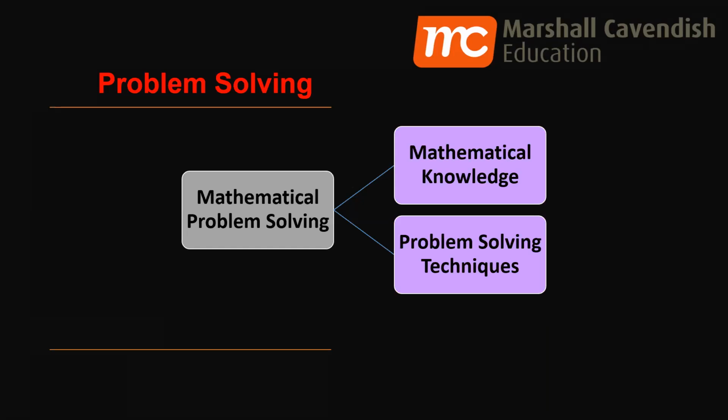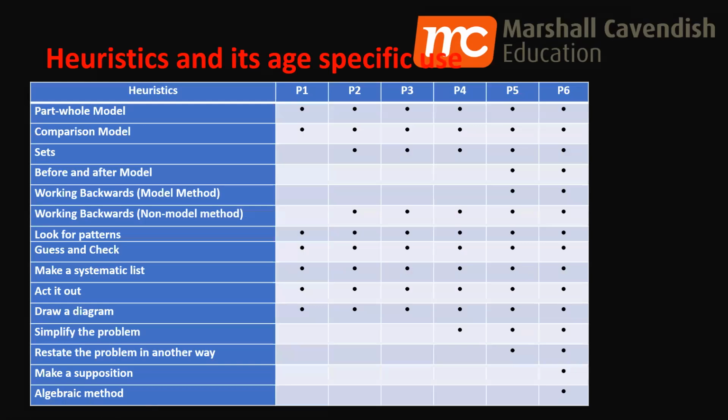Now, what actually goes into mathematical problem solving? Two things. The child must have the conceptual knowledge of the mathematics that he's doing. For example, 1/3. What is 1/3? The concept of fractions. The child must know that. And the child must know the ways of solving the problem, the different techniques. Now, what are the techniques that we have here?